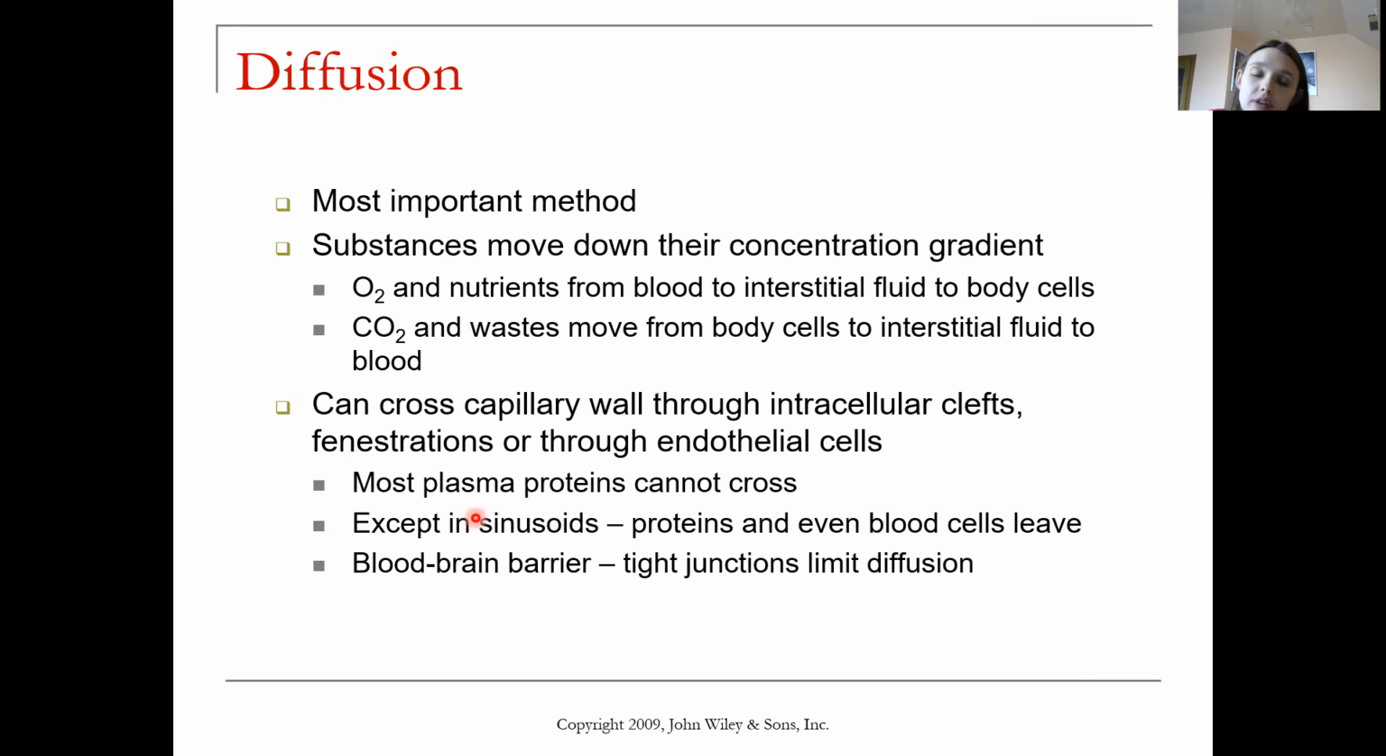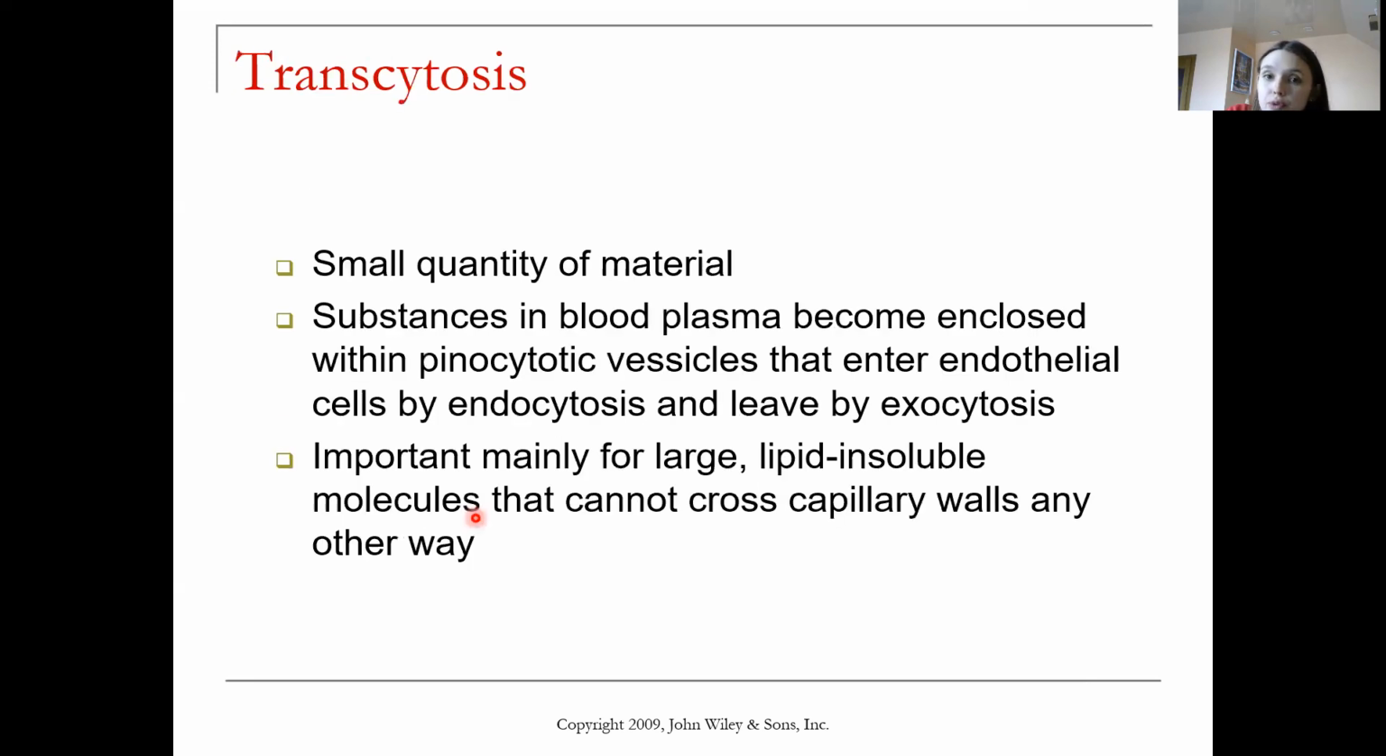During diffusion, oxygen and carbon dioxide can cross capillary walls through intercellular clefts, fenestrations, or through the endothelial cells. Most plasma proteins cannot cross, except in continuous capillaries. In sinusoid capillaries, proteins and even some blood cells can leave the vessels and diffuse to the interstitial fluid, the intercellular space. An example of the opposite situation is the blood-brain barrier, where tight junctions limit diffusion.